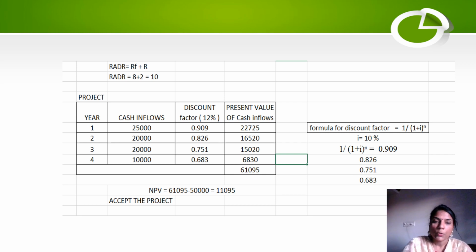So I hope you understood the concept of the risk adjusted discount rate approach and how to evaluate different projects on the basis of the risk adjusted discount rate approach, or in short form it is known as the RADR approach. I hope you are clear with this concept.